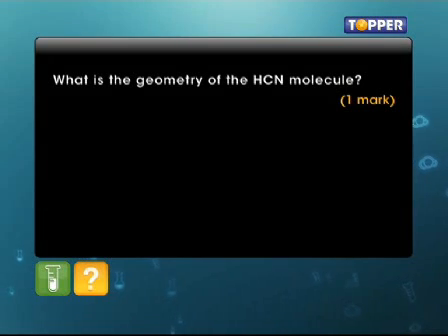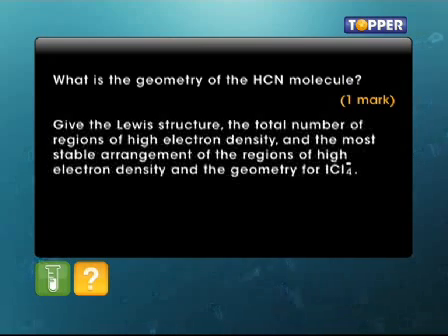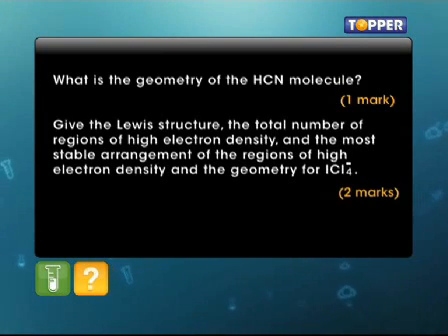The second one is for 1 mark. Tell me what is the geometry of HCN molecule. The third question is, give the Lewis structure, the total number of regions of high electron density, the most stable arrangement of the regions of high electron density and the geometry for ICl4-. All this for 2 marks.